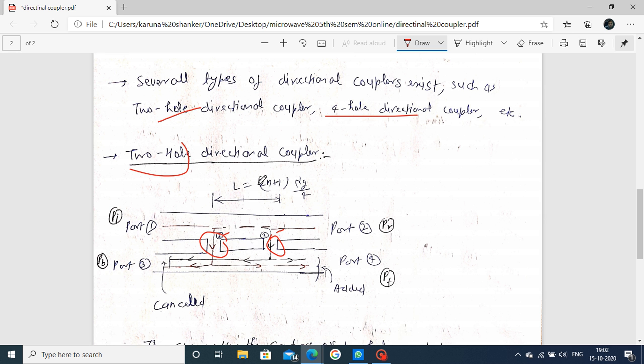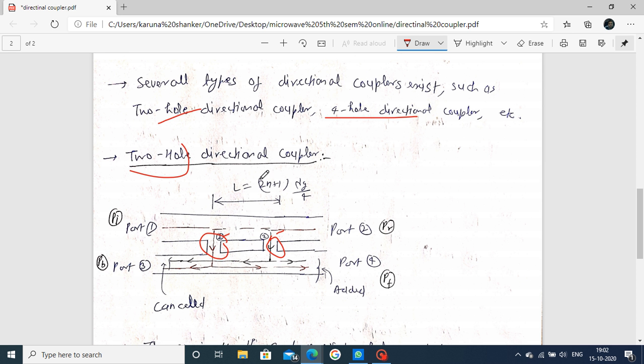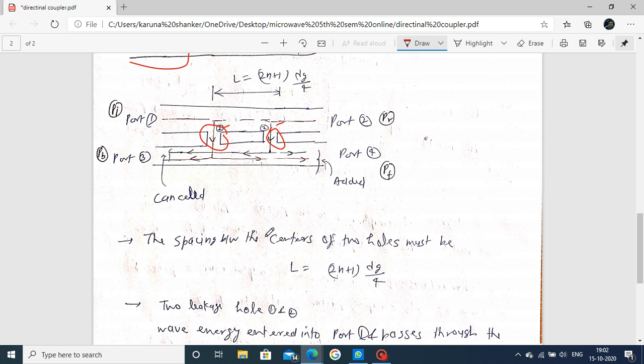Now this works as a two-hole directional coupler. Suppose we apply port number 1 as input. To observe the wave propagation inside the directional coupler, we apply port number 1 as the incident wave.